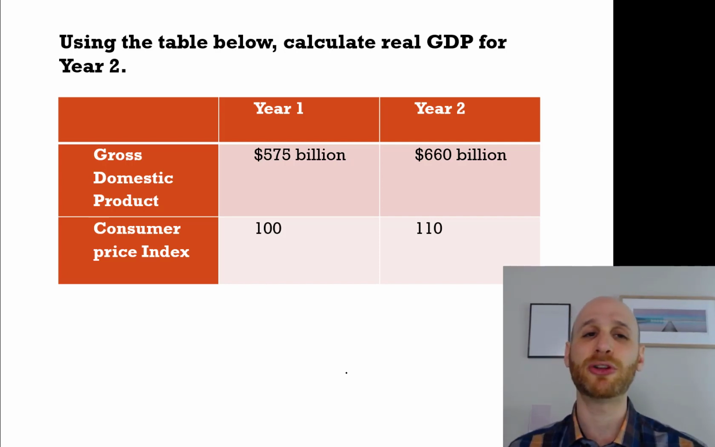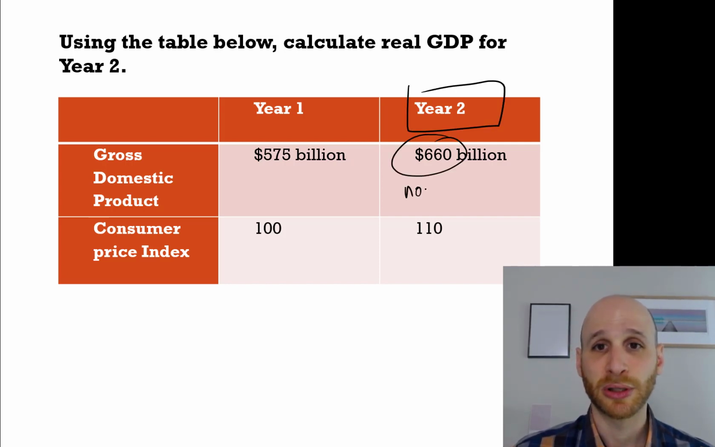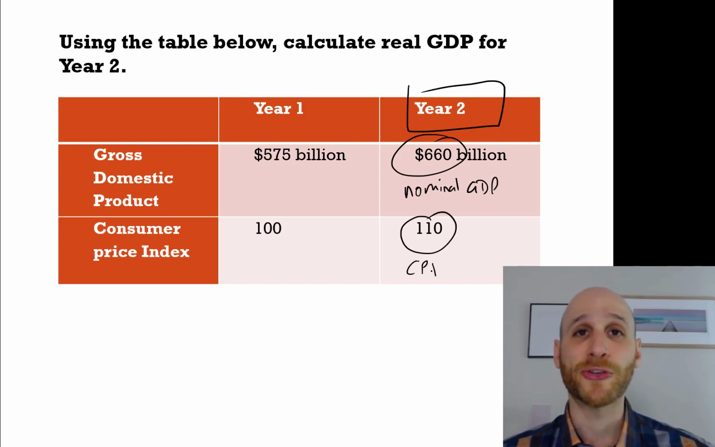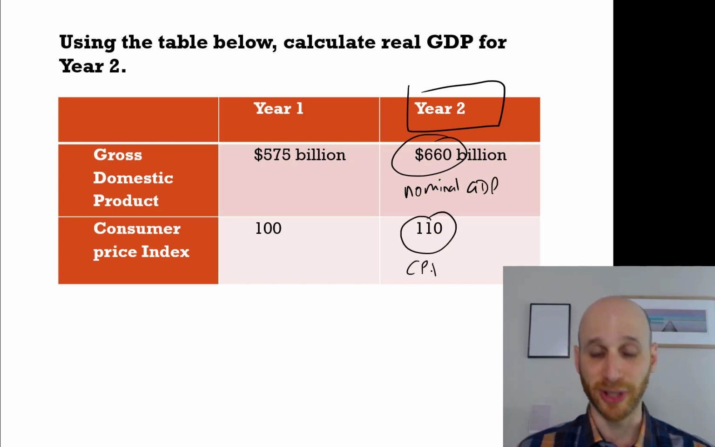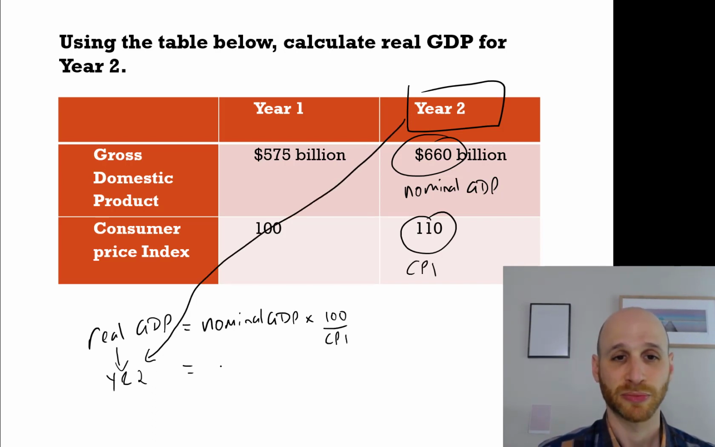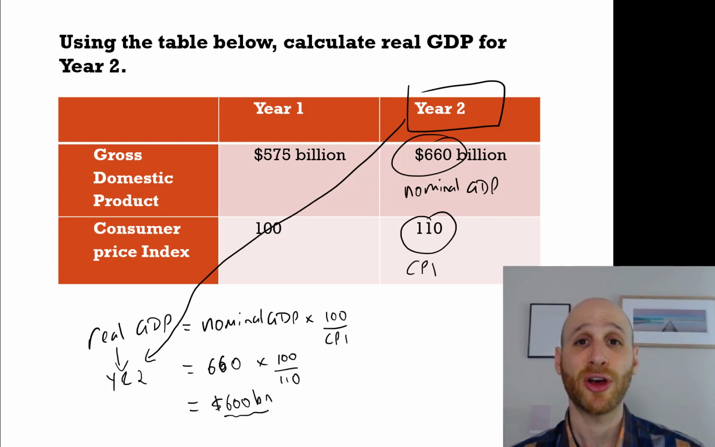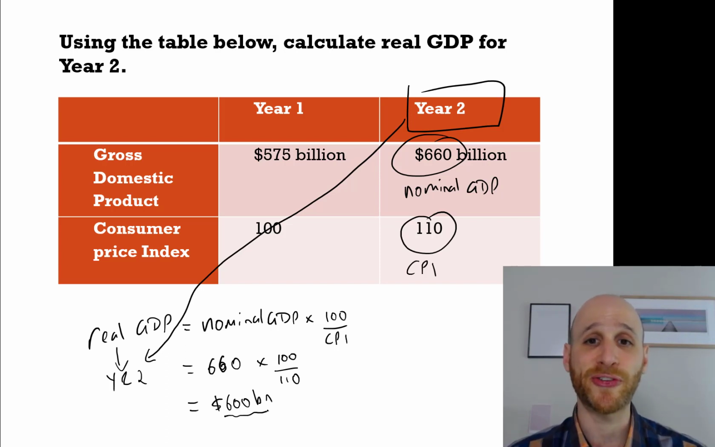Look at this one here. It says calculate real GDP for year 2. Okay, let's consider year 2. What we're going to do is apply the formula. So you can see we just plug the numbers into the formula. Year 2 nominal GDP is 660, and then we know that the CPI is 110. And then we just go through the process to get the answer. Make sure you always put down the units.